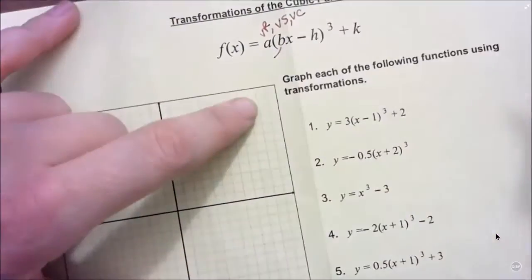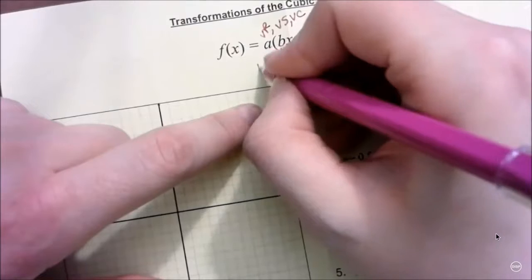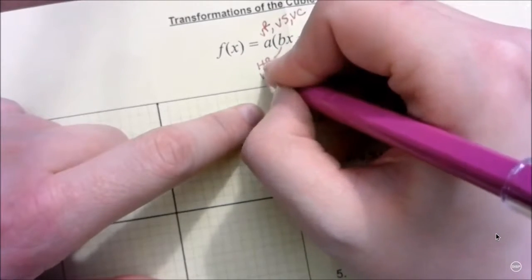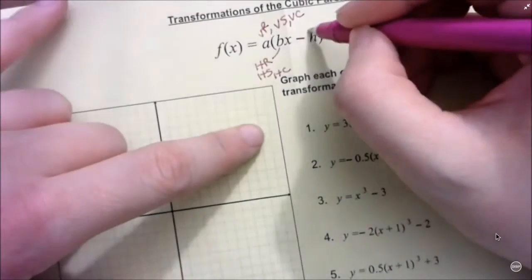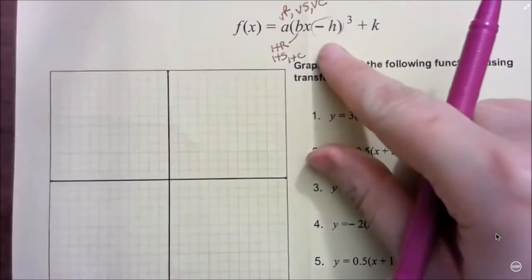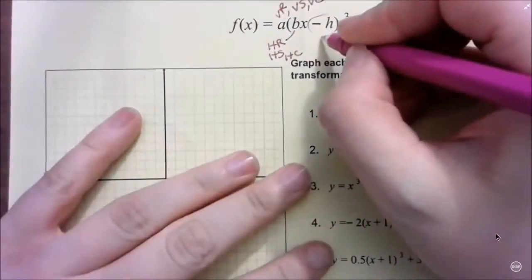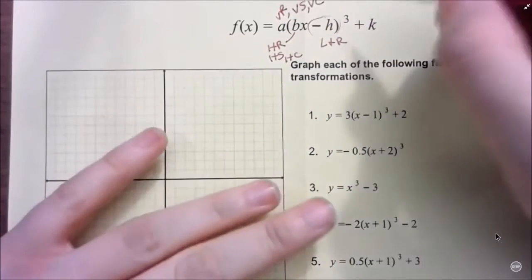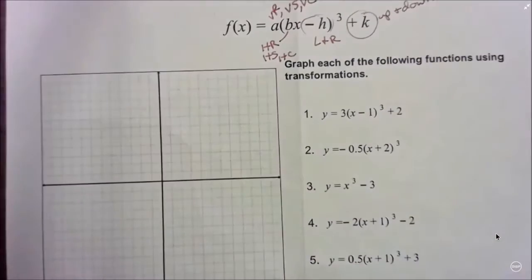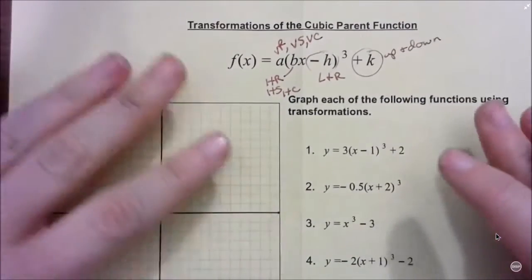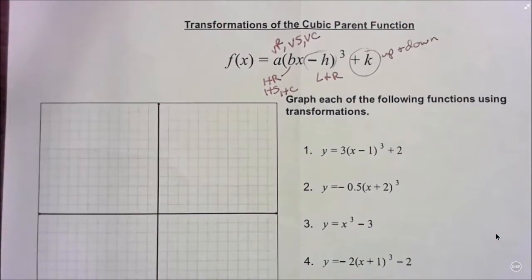B, which we still don't use that often in this class, is your horizontal reflection, horizontal stretch, and horizontal compression. This one, H, is still your left and right. So left and right. And K is still your up and down. So none of that has changed. It is still exactly the same thing as all the other functions.